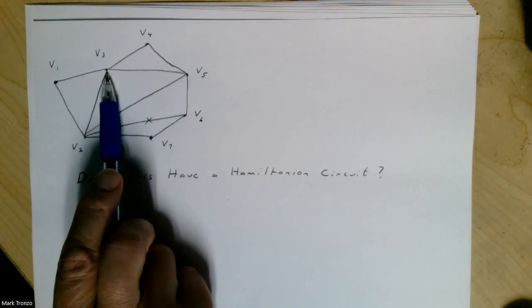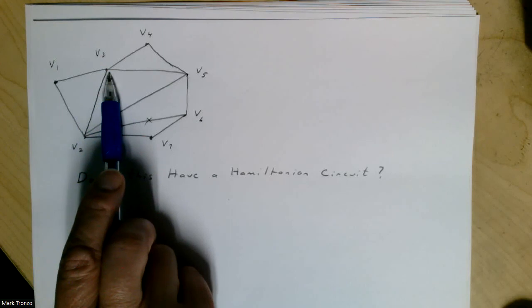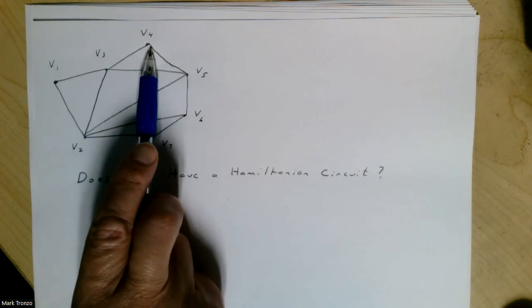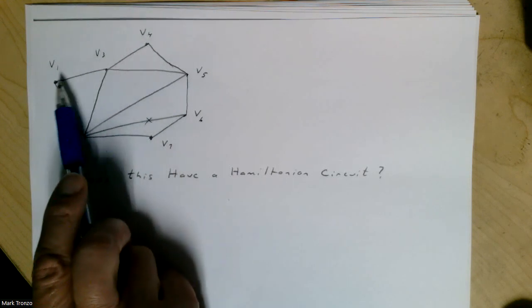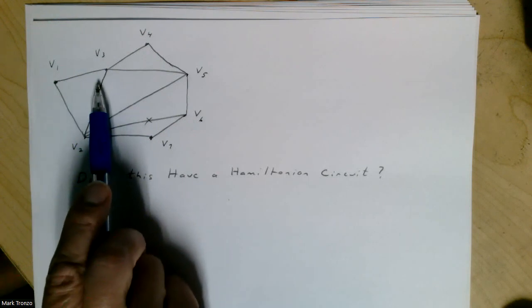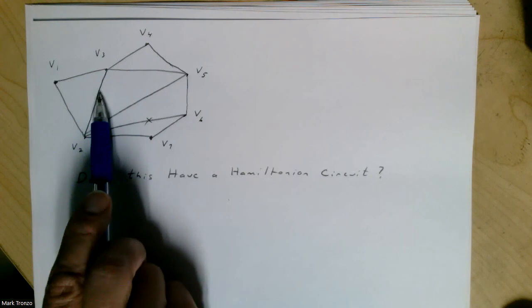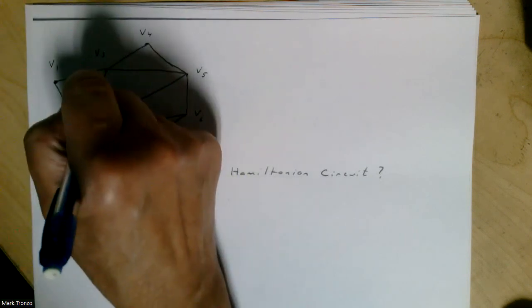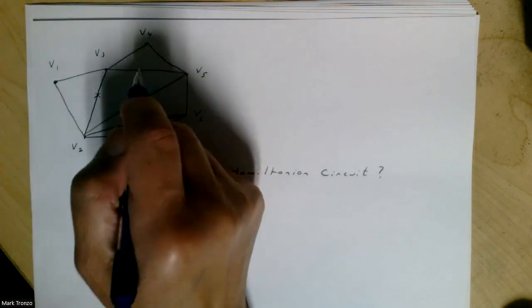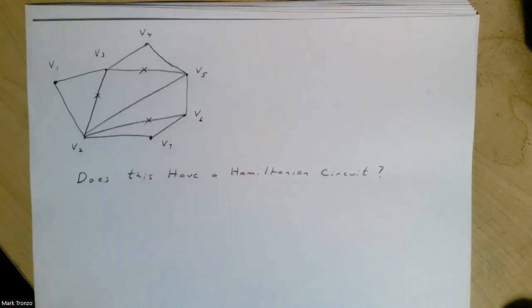For V3, we want to get it down to degree 2. Now we can't take this one away because V4 is already down to degree 2. Can't take this one away because V1 is down to degree 2. So let's maybe eliminate this one. And we can probably also eliminate this one.